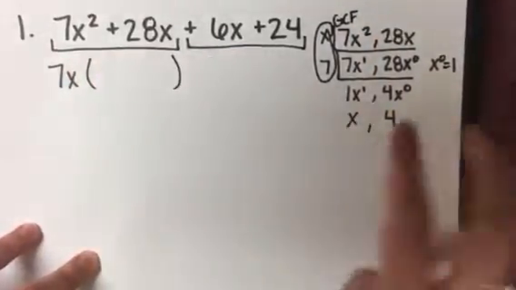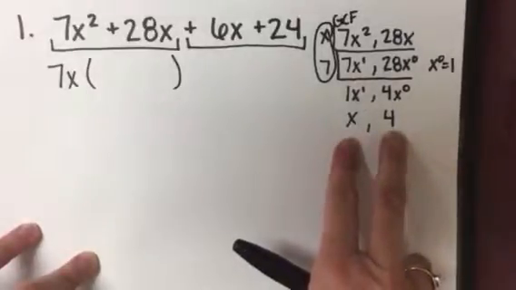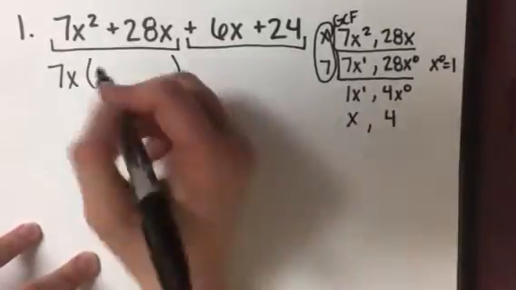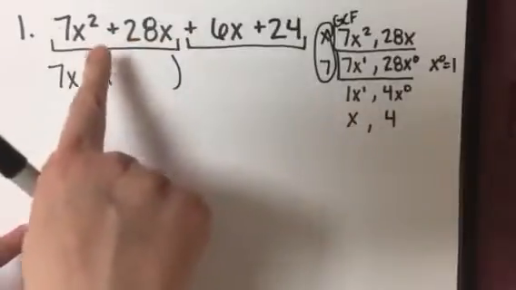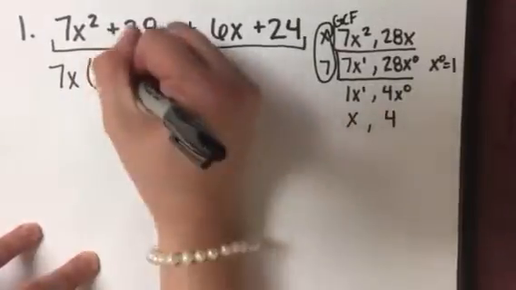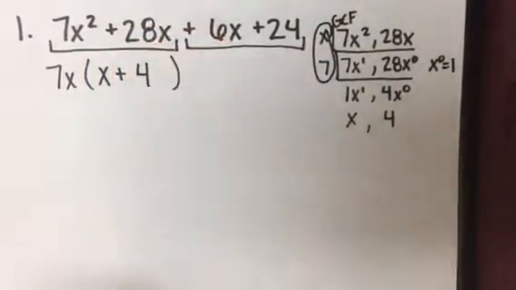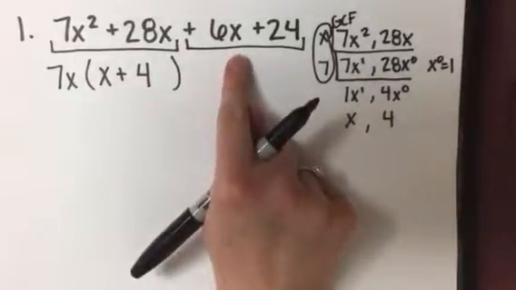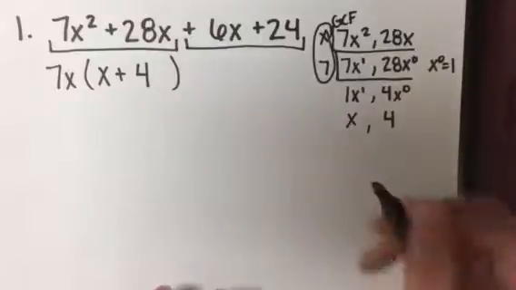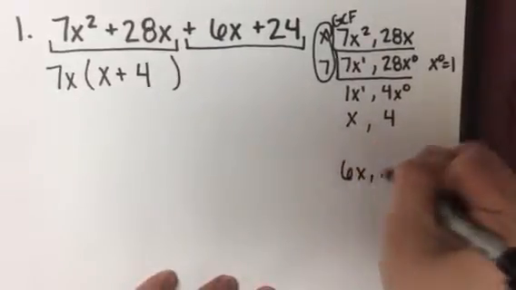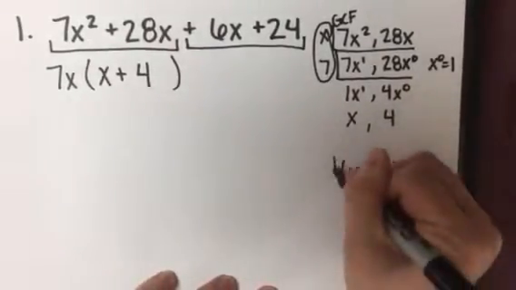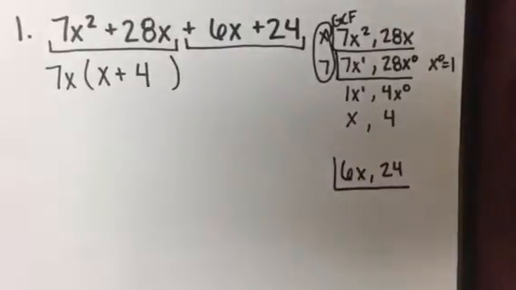Our leftovers will be found from the bottom of our prime factorization, x and 4. Remember to use the sign in the original problem. Now let's find the greatest common factor of our second group. We have 6x and 24. Look for a variable first. 6x and 24 do not have a variable in common.